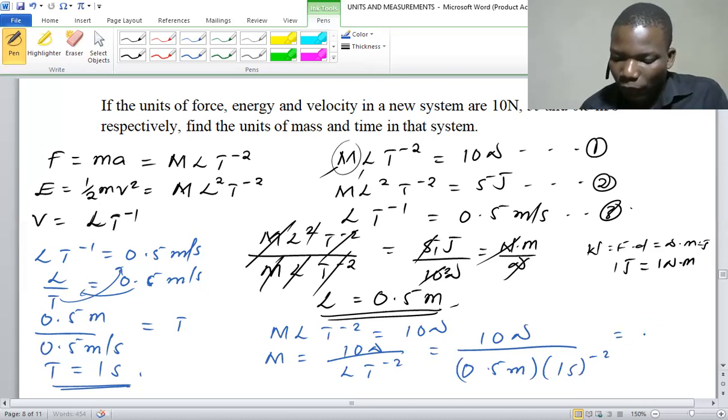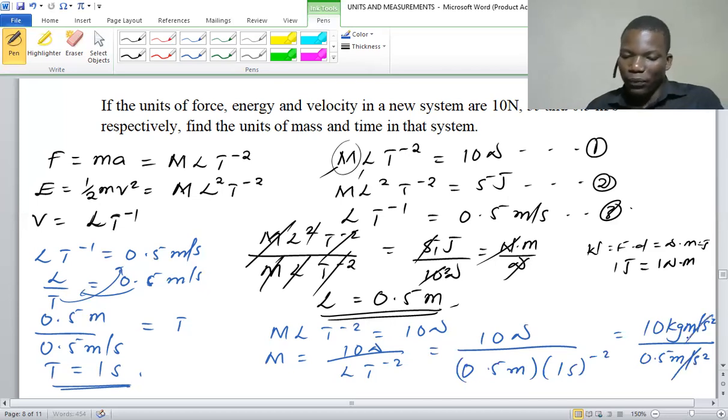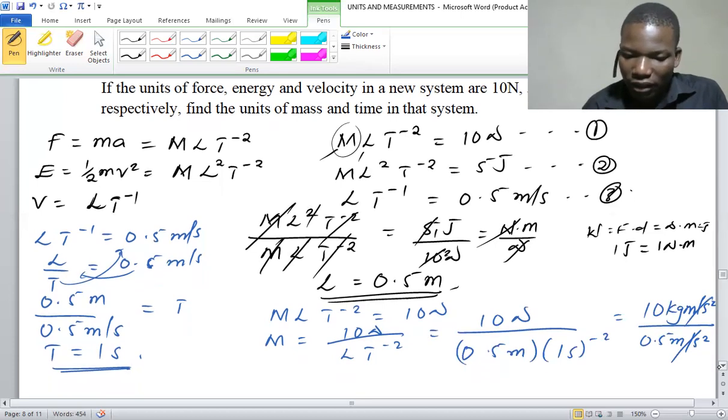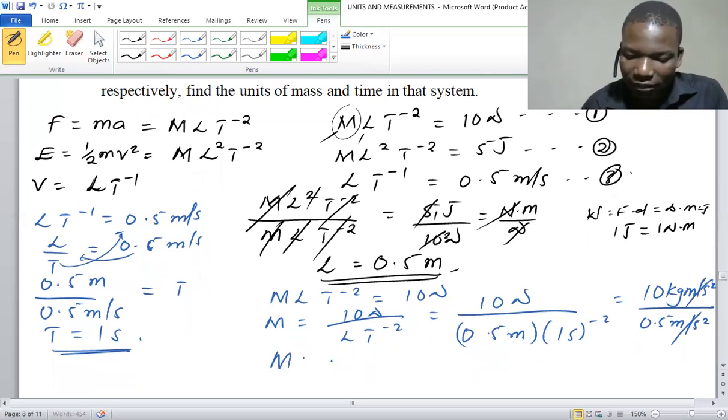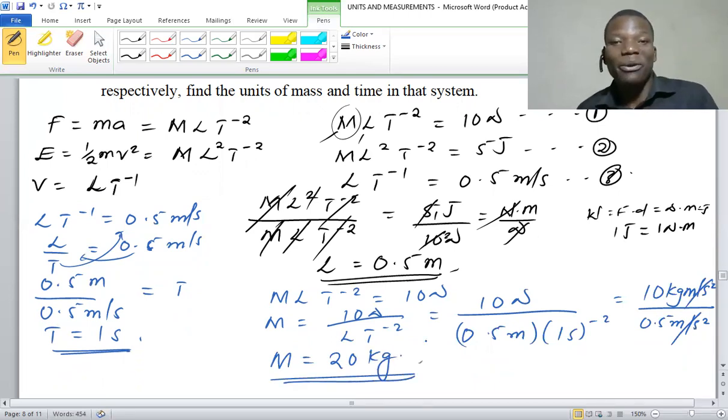So we have 10 Newton, and 1 Newton we know that is 1 kg meter per square second, like that, over 0.5 meter, and this is actually per square second. So kg and kg, we go, and then we have 10 divided by 0.5, which is actually going to be 20. So the units of mass in that system is 20 kg. This is how you solve that question.